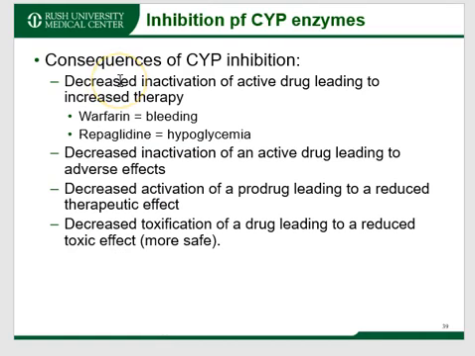Of course, there are CYP enzyme inhibitions as well. And so here you've got decreased inactivation of a drug, which leads to increased therapy. Really the best way of describing this is looking at something like warfarin or Coumadin. Too much therapy would induce bleeding. And then with this diabetic drug, too much therapy would produce hypoglycemia. Okay, and so three different physiologic outcomes exist in terms of these enzymes being inhibited.